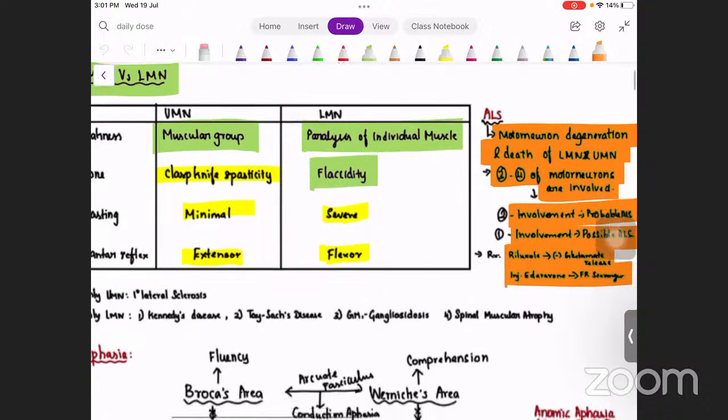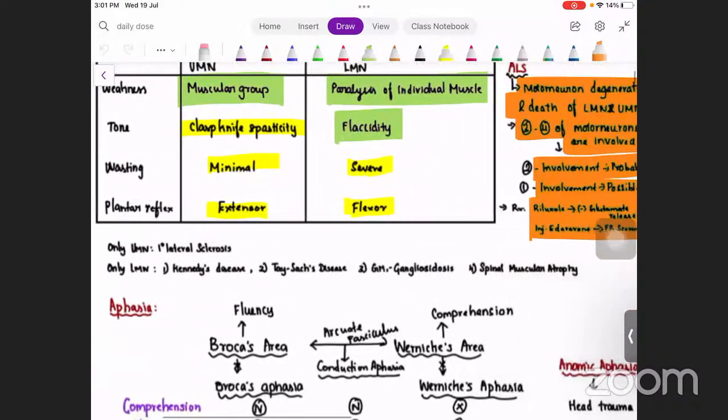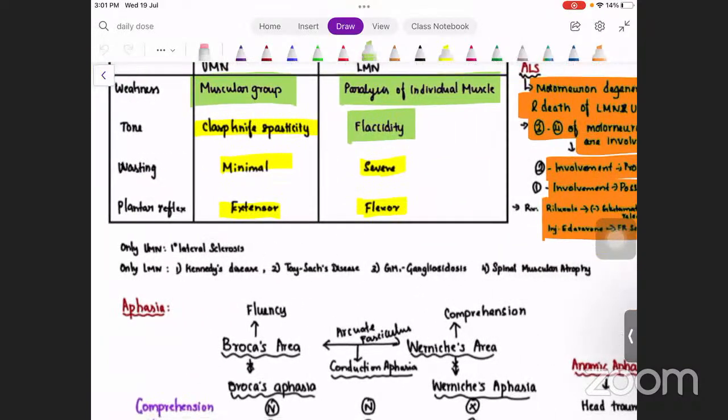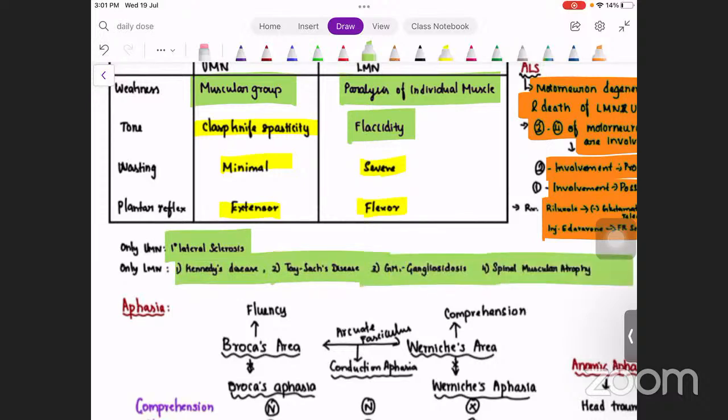Free radical scavenger. Apart from that, what are the diseases associated with the UMN? Only UMN lesion and only LMN lesion. Diseases associated with the UMN lesion are primary lateral sclerosis, and only LMN lesion are Kennedy's disease, Tay-Sachs disease, GM1 gangliosidosis, and spinal muscular atrophy. So Tay-Sachs, GM1 gangliosidosis, spinal muscular atrophy, and Kennedy disease involve only your lower motor neuron, while only your upper motor neuron, primary lateral sclerosis. Both UMN and LMN, ALS, amyotrophic lateral sclerosis.